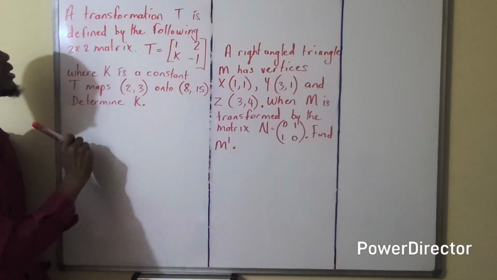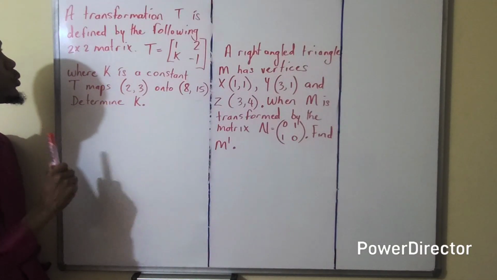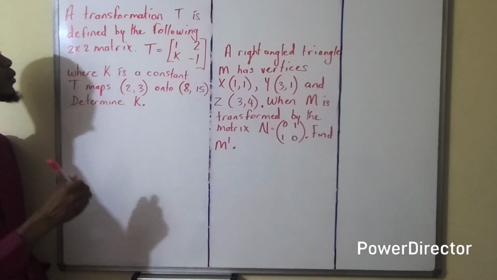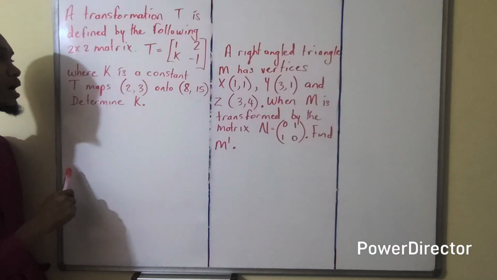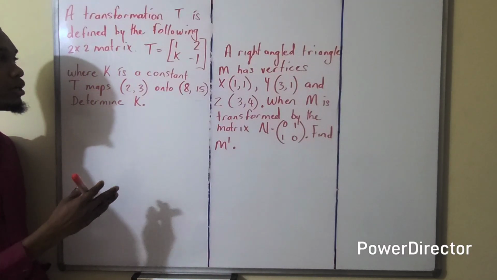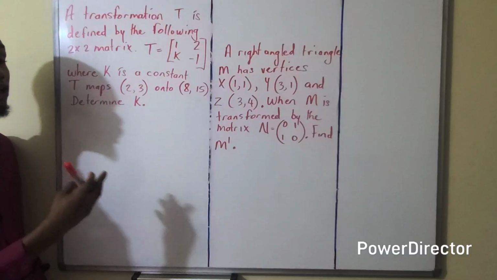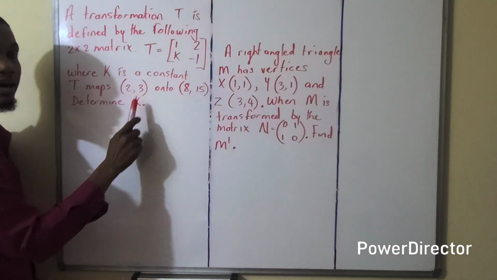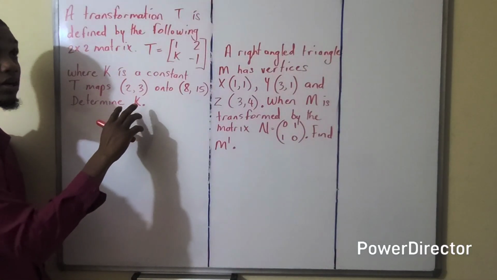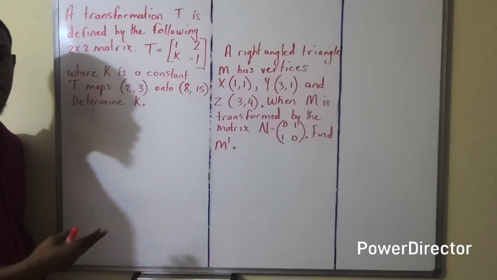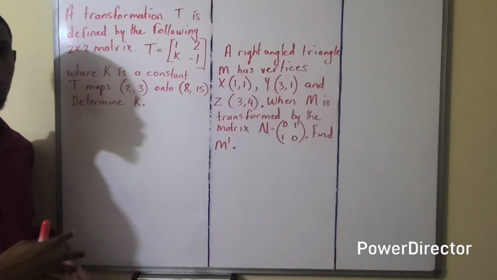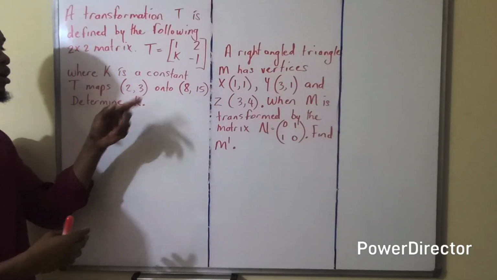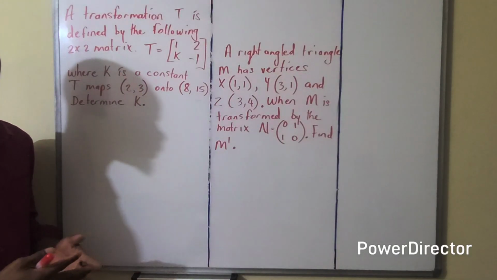Now, in this particular question, it says a transformation T is defined by the following 2 by 2 matrix. T equals (1, 2; K, negative 1), where K is a constant. T maps the point 2, 3 onto 8, 15. Determine K. Now, the fact that this is a 2 by 2 matrix and these are individual points, which would basically be a 2 by 1, tells you that it's not translation, because translation would be adding matrices and they have to be of the same order for it to be added.